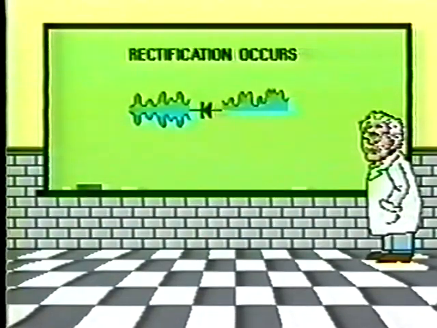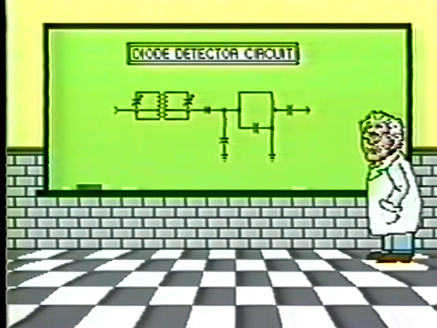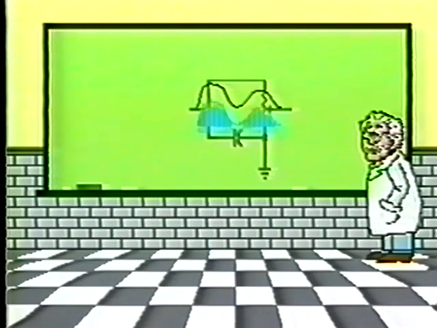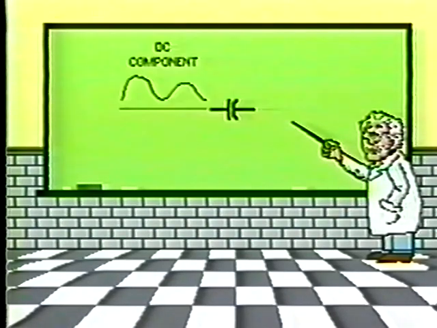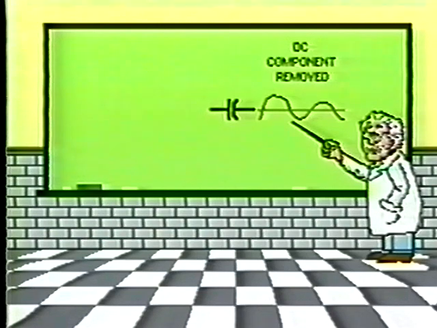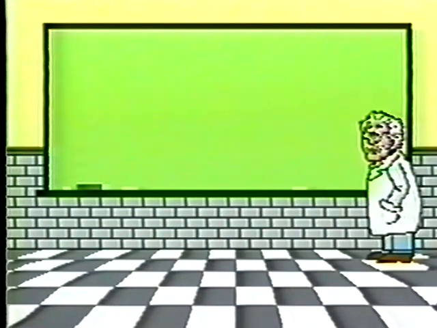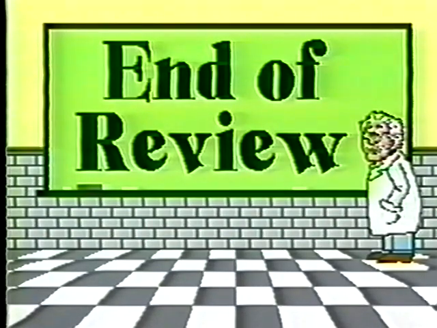First, the amplitude modulated envelope is rectified. Second, the carrier frequency is coupled to ground, leaving the audio information intact. Third, the DC component is removed from the audio signal. This concludes review number 4. Next, we will examine the audio frequency amplifier stages.